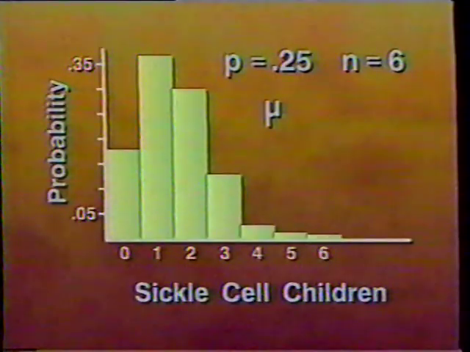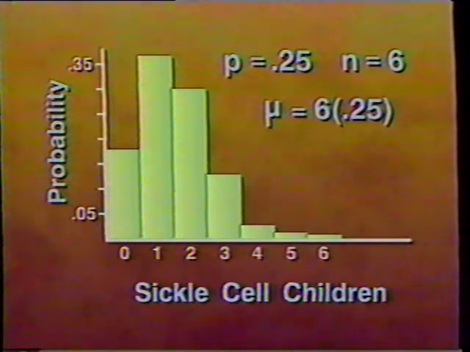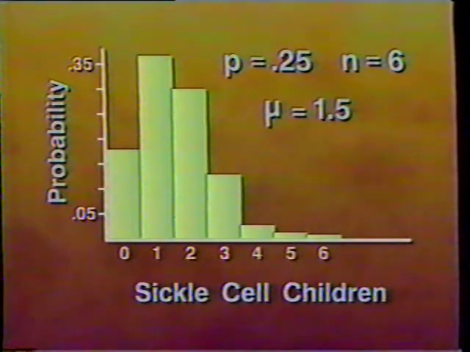But public health planners also need to know the mean of the distribution. Fortunately, that's a piece of cake. The mean mu is simply the number of trials times the probability of an individual trial. In our example, in other words, the mean is 6 times 0.25, or 1.5. That's the mean number of sickle cell cases in families with 6 children, where both parents are carriers.